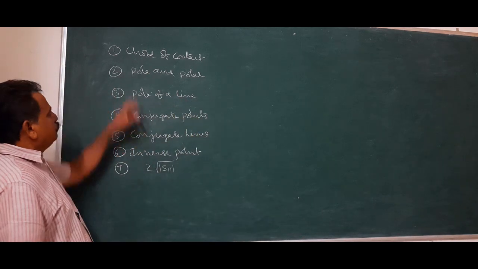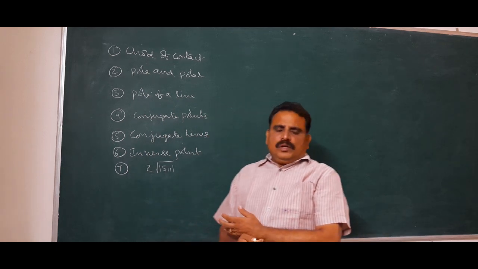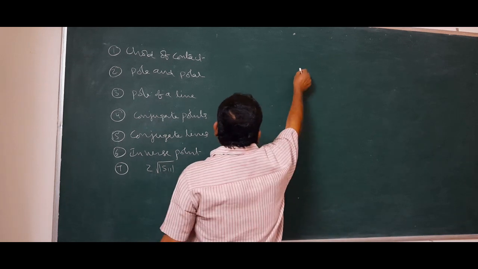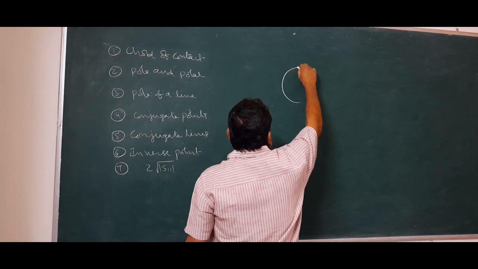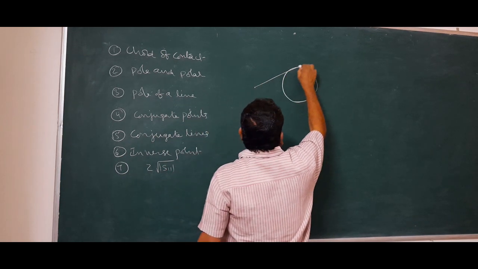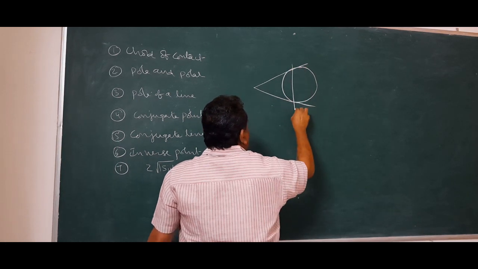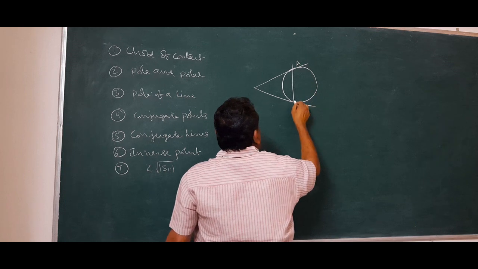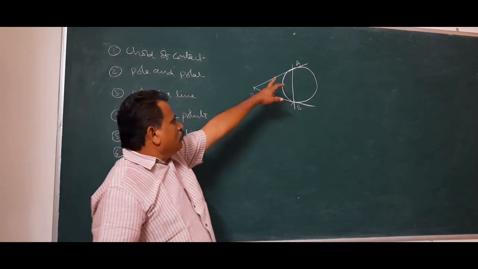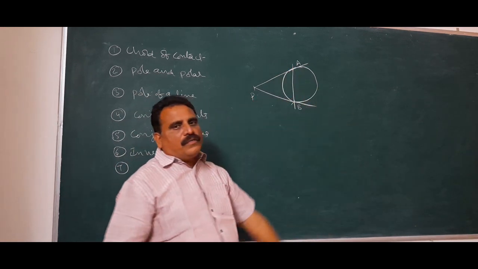Now come to the first point, chord of contact. If you take the point P(x1, y1), an external point of the circle, we can draw two tangents to that circle. The line joining the points of contact is called the chord of contact.